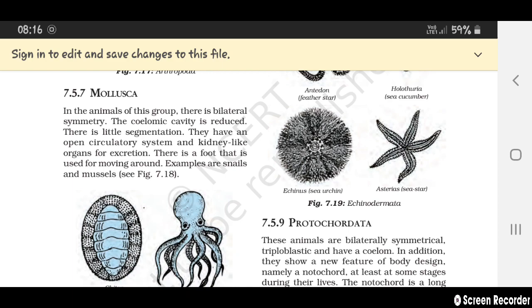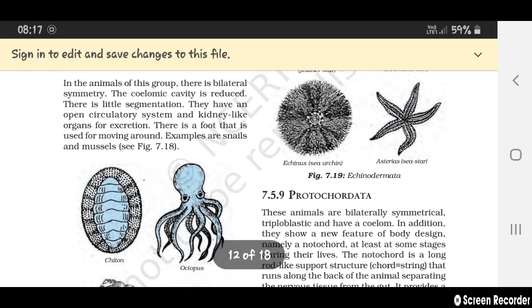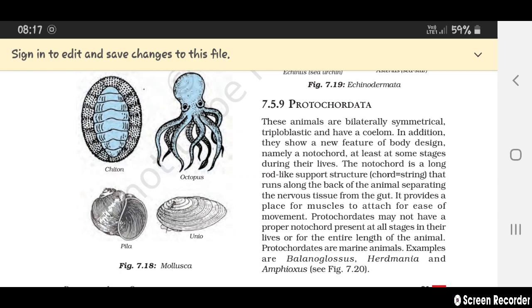Some of the examples for these mollusca are snail and mussels. The chiton, the octopus, the Pila, and the Unio are the animals that come under mollusca.